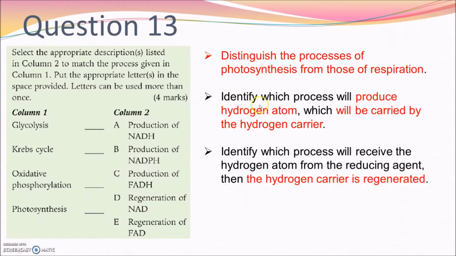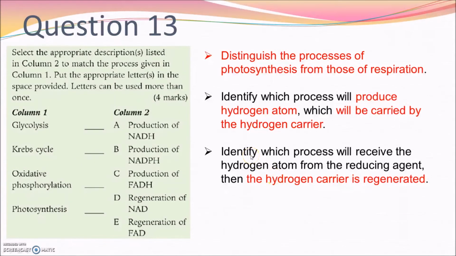For the second one, I want you to identify which process will produce hydrogen atoms, and the hydrogen atoms will be carried by the hydrogen carrier. So you can see NADP, something like this. Now remember, NAD and NADP are the hydrogen carriers. But which one takes part in photosynthesis and which one takes part in respiration? You need to tell me, because you are going to do the matching for respiration and photosynthesis processes.